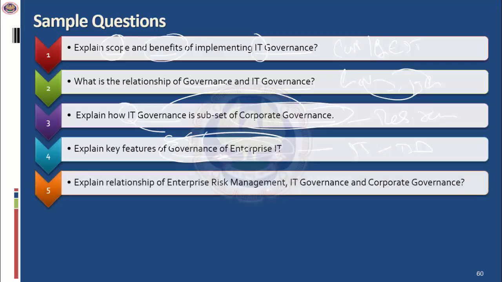Explain the relationship between enterprise risk management, IT governance, and corporate governance. Corporate governance requires that you have a system of enterprise risk management in place. So this is generic. IT governance is specifically pertaining to the implementation of enterprise risk management, or the internal controls, in an IT environment, and that's what is called IT governance.